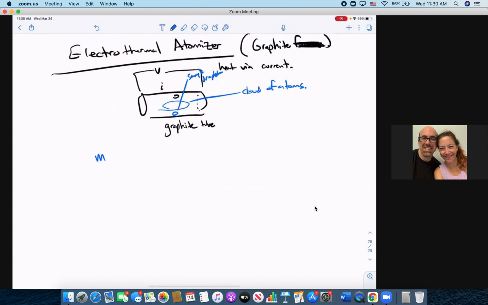It's got a lot of advantages. It's more sensitive than other atom sources for absorption. One of the reasons for that is we have what's called a long residence time, a long atom residence time.